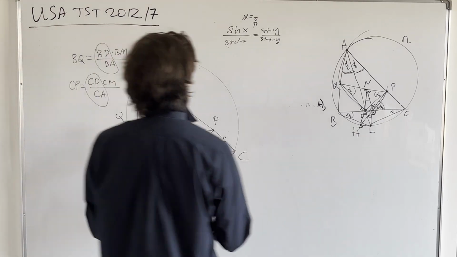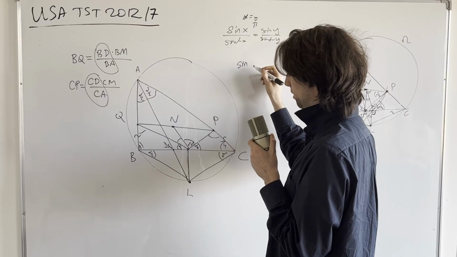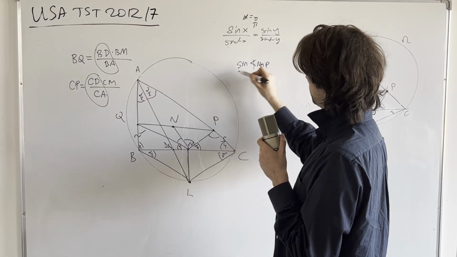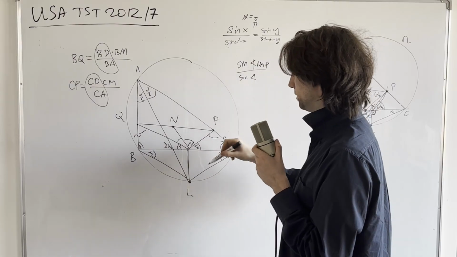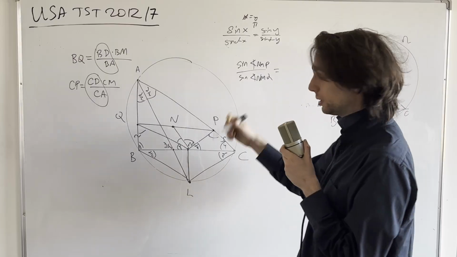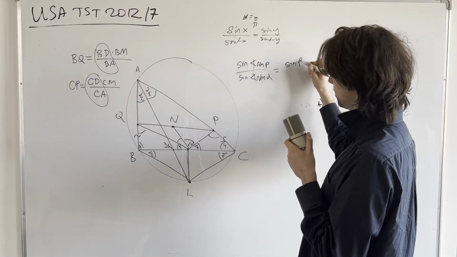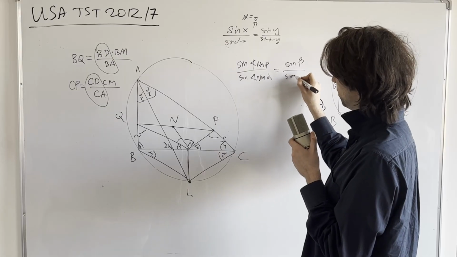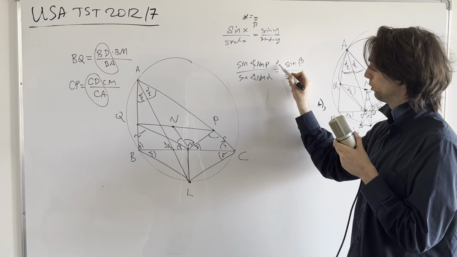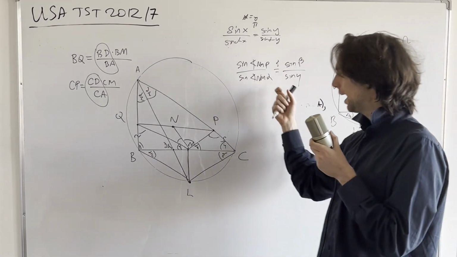And now in here, I want to find sine of the angle NMP over sine of the angle NMQ. I want to show that this is equal to sine of the angle beta over sine of the angle gamma. This is my question mark. If I prove this, I'm done by trigonometry. How can I prove this?